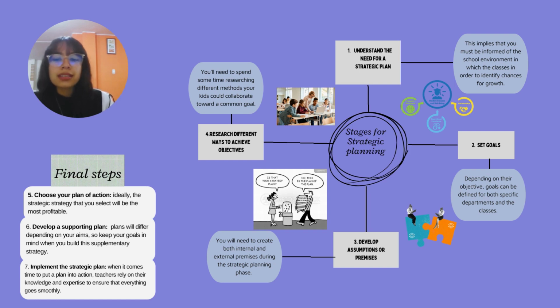The sixth is to develop a supporting plan. In this one, we need to keep in mind our planning with our supplementary strategy. And finally, there is implementing the strategic plan. In this one, we need to work on our plan during our classes: what we need, how to develop this one, and what results we can get.